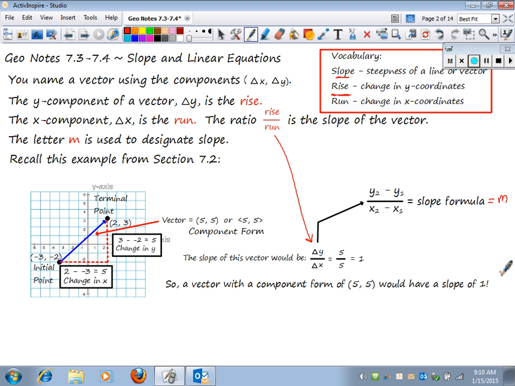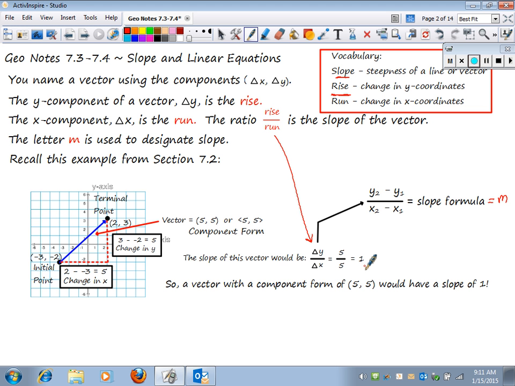It's also the change in y over the change in x. So if you look at your component form, now this picture's from yesterday. Remember we went over 5 and up 5? To get my vector, I gotta go over 5 and up 5. To get my slope, I'd want to go up 5 and then over 5. So up 5 and over 5 would still give me a slope of 1. The slope is 1 because I could go up 1 and over 1 and I'd be on the same line.